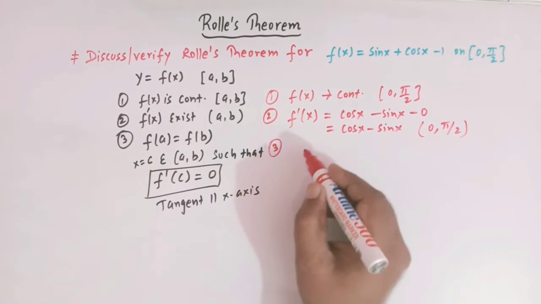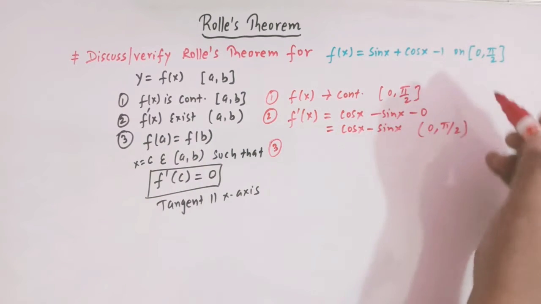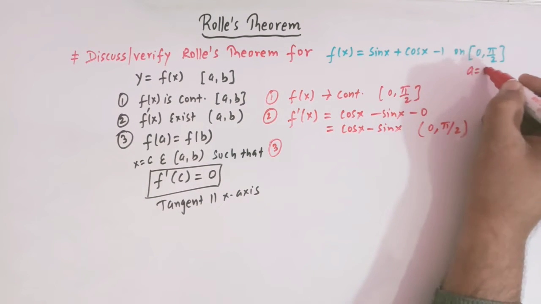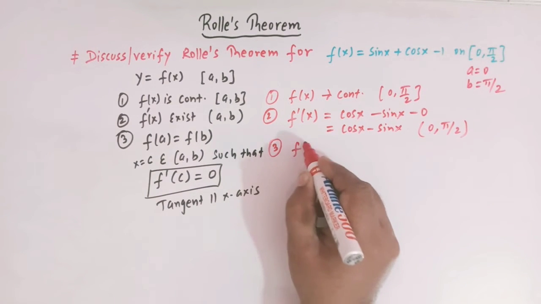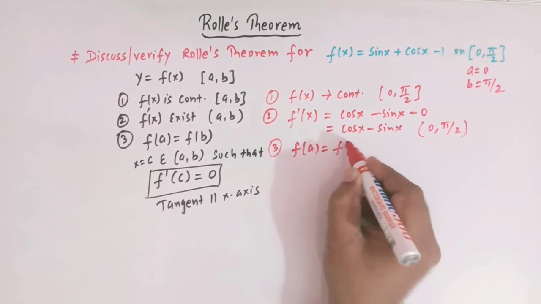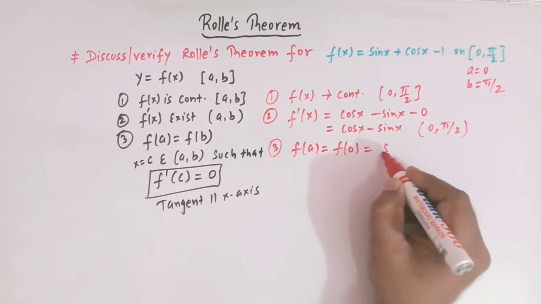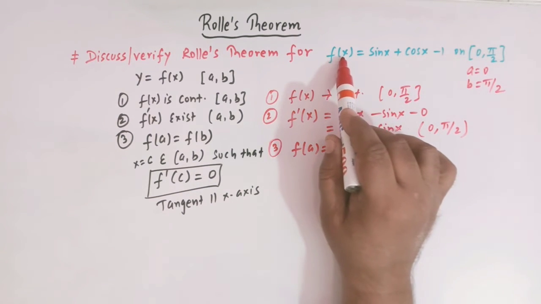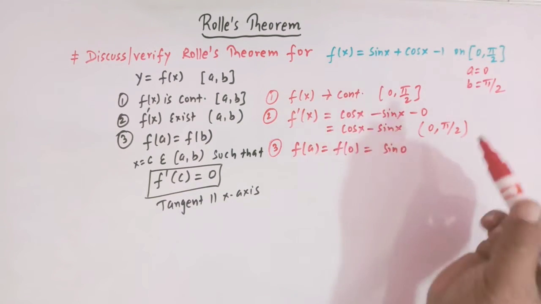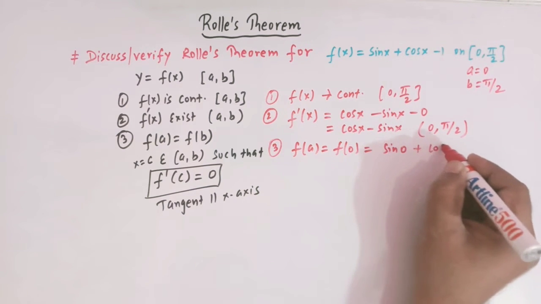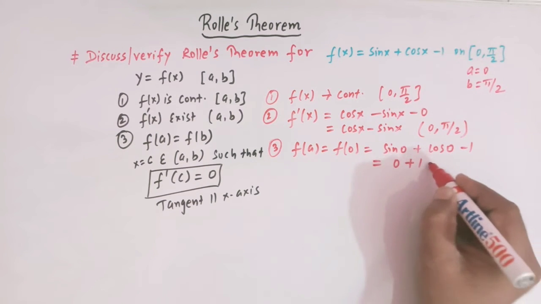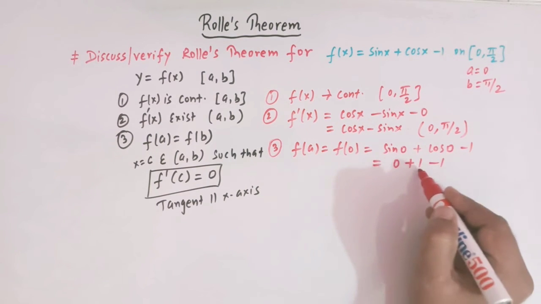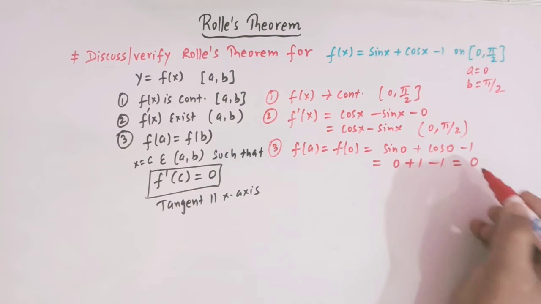And the third condition is that f of a must be equal to f of b. So first we'll find f of a. Here a is 0 and b is pi by 2. So f of a is f of 0. Here we'll take x is equal to 0. Then we have sin 0 plus cos 0 minus 1. Sin 0 is 0, cos 0 is 1, minus 1. So this is 0.